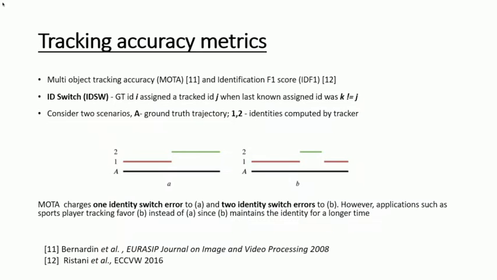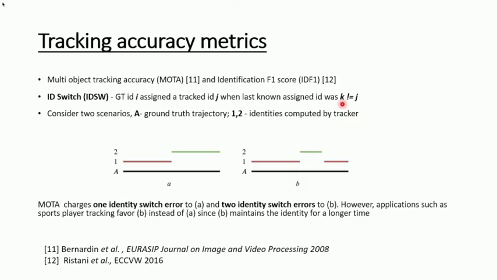So before coming on to the results, I would first like to discuss the accuracy metrics that we have used for tracking. We use 2 accuracy metrics, the multi-object tracking accuracy MOTA and the identification F1 score IDF1. Another metric is the number of identity switches, which is basically if a ground truth identity I is being tracked with an ID J, but the last assigned ID was K, which is basically not J.